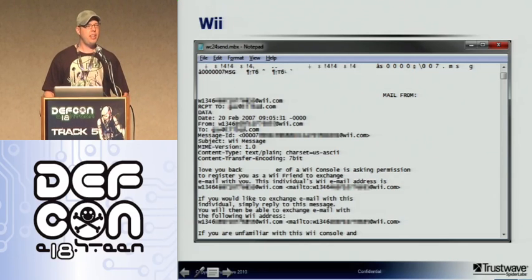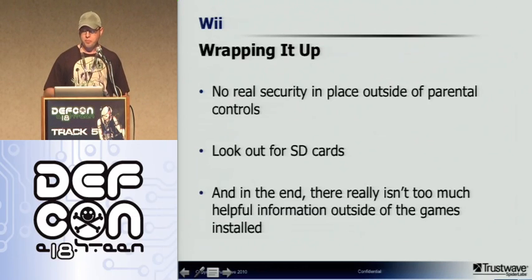And I guess forensically, if you're doing a forensic investigation, I don't know anybody who really uses the Wii to communicate, but I guess the possibility always exists, right?